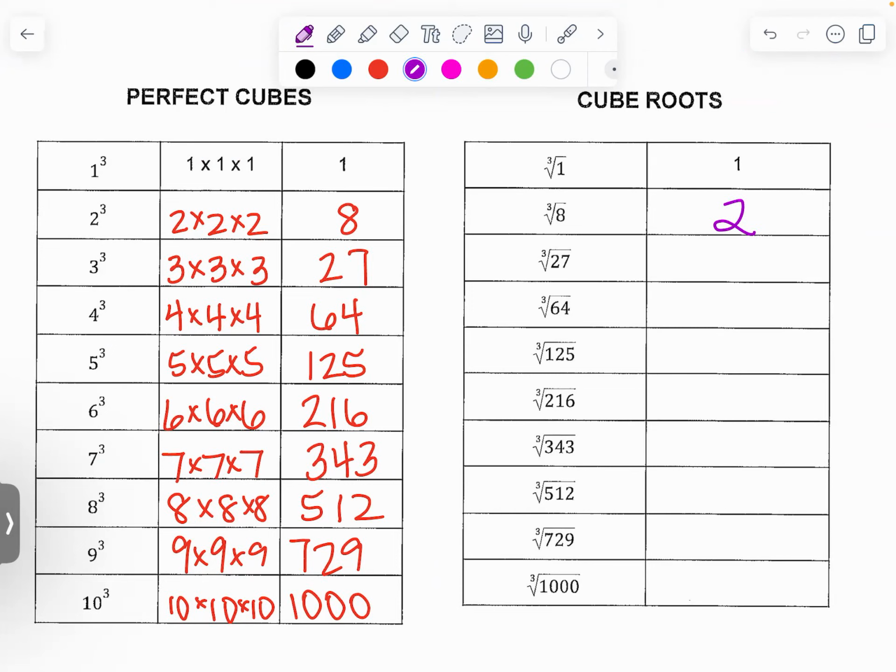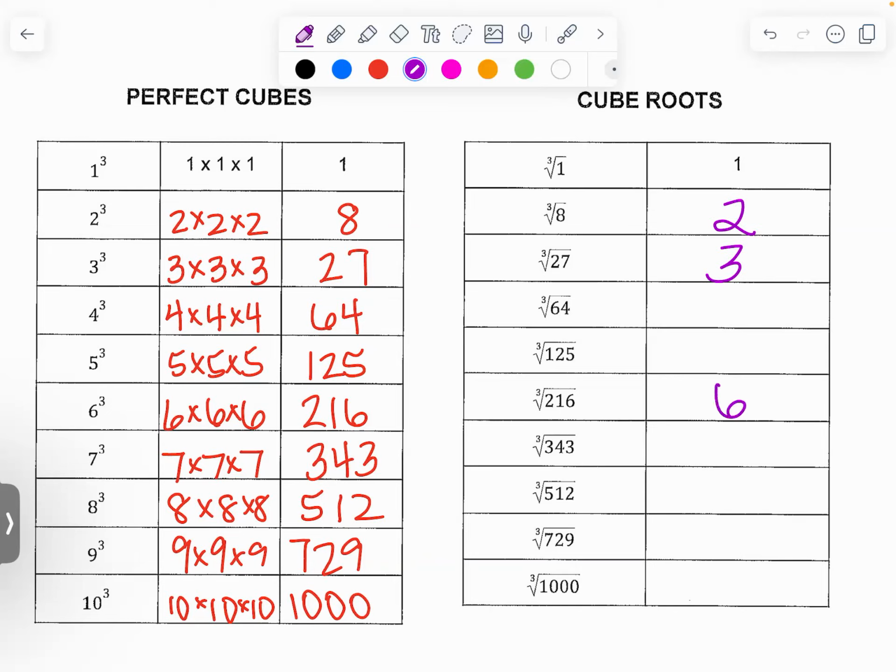You gotta stay with us, bud. I'm going slow. Okay. 3 cubed is 27. So what's the cube root of 27? Okay. 4, 5, 6. What's the cube root of 216? 6.